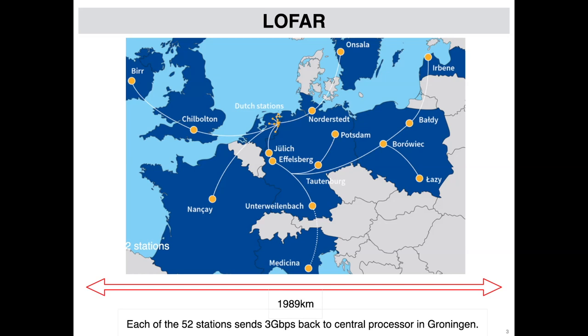But because we're operating at such long wavelengths, we need these very long baselines in order to get the same resolution. Now, the telescope might look very simple, being holes in the ground and things, but it's really a software or data telescope. Each of these telescopes, 52 of them, sends back 3 gigabytes per second to a central computer in Groningen. So our first problem with LOFAR is dealing with this extraordinarily high data rate.